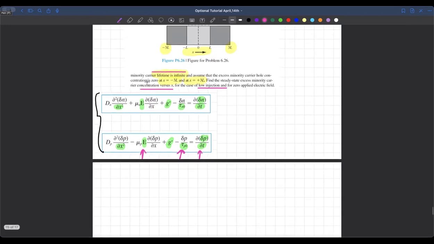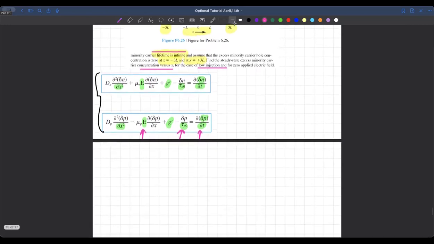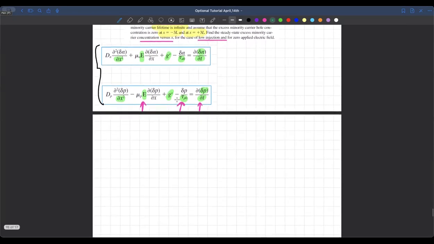So let's see how we can solve it. Before you dive into solving the equation, you must understand what things are given, what constraints are given, and how they are going to impact that equation. That's the key part. Otherwise, you'll get confused with all these terms. Because it's n-type, we're going to go with this one, and as you already mentioned, it is for the minority carriers.